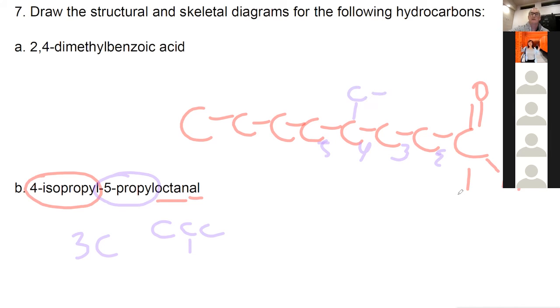So go like this. And then number 5, is that bonded in the middle or at the end? At the end, also 3. 1, 2, 3. So then to finish, we would just fill in the hydrogens, which I'm not going to do because there's a whole ton of them. So that's what the structural would look like.